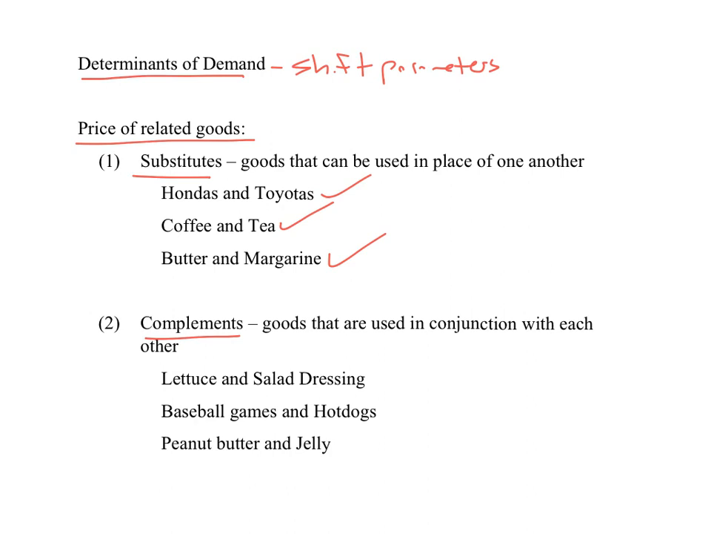Complements are goods that can be used together or can be used in conjunction with each other. Lettuce and salad dressing, baseball games and hot dogs, hot dog buns, and then my favorite, peanut butter and jelly. These are two goods that, at least in my opinion, go well together.